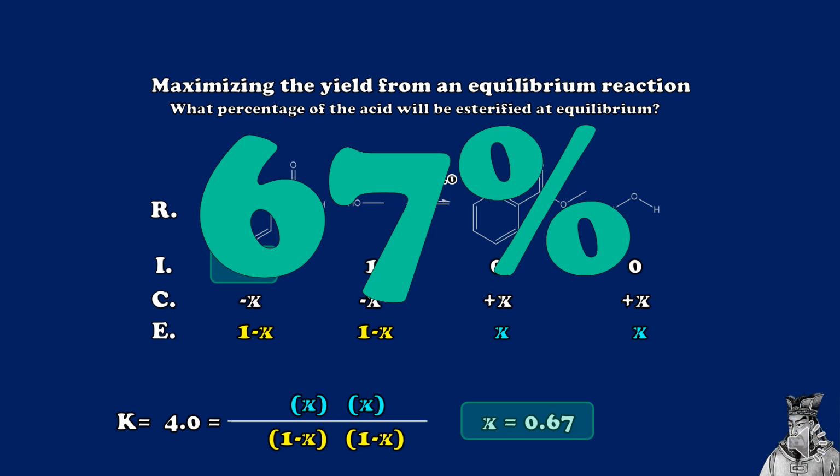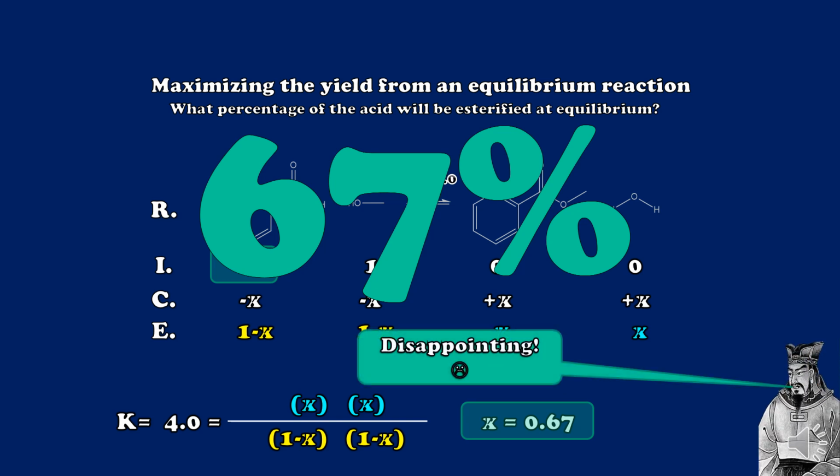Now this isn't terrible, but by organic synthesis standards, it's pretty disappointing. We'd rather get a much higher yield. So is there something we can do to increase the yield that we get from this process?